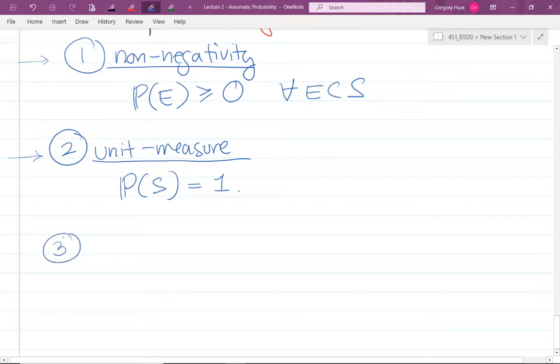And the third and final axiom is not as intuitive as the other two, but it's the axiom of countable additivity.